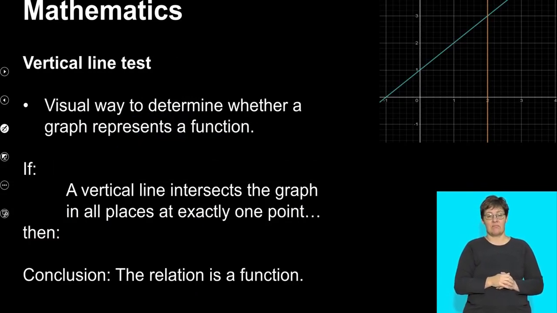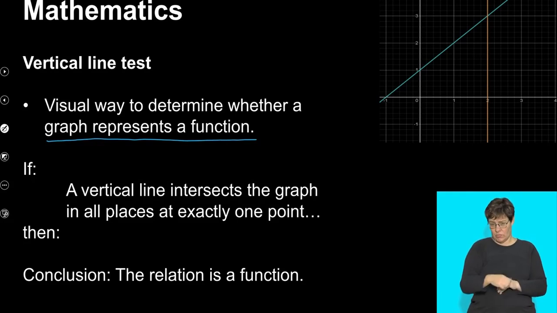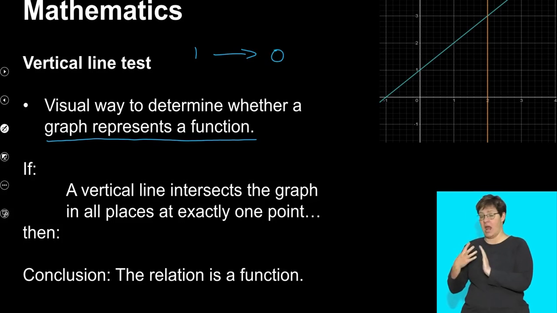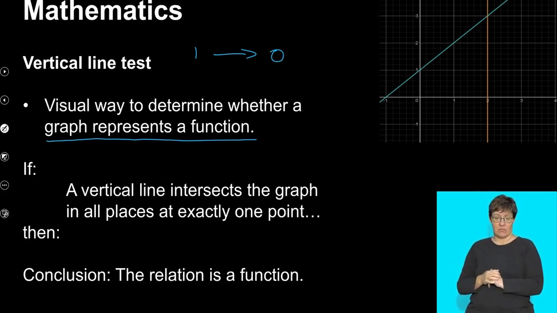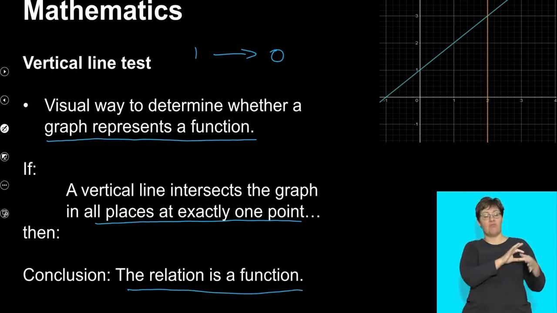Now, the vertical line test, this is a visual way to determine whether a graph represents a function, right? So not all graphs that we have in mathematics represent a function. Remember, for a function, we said one input value must go with one output value, right? That's the goal. That is the relationship. Now, to see this, we use a vertical line test, meaning if a vertical line intersects the graph in all places at exactly 1 point, then we claim that the relation is a function.